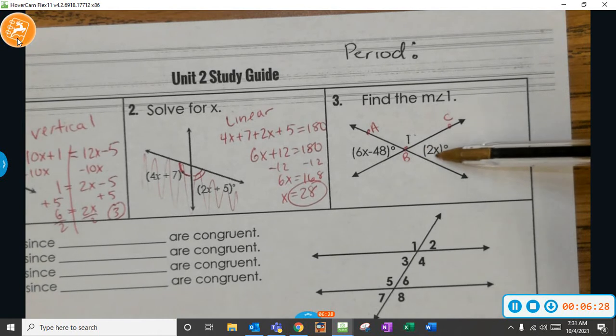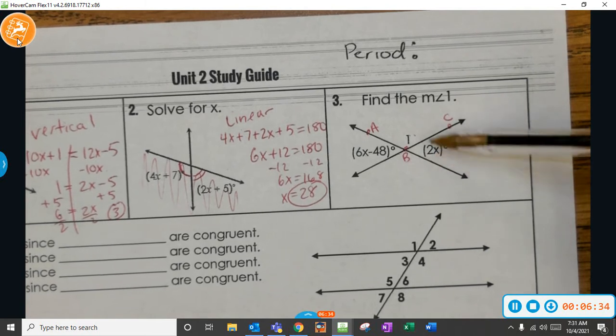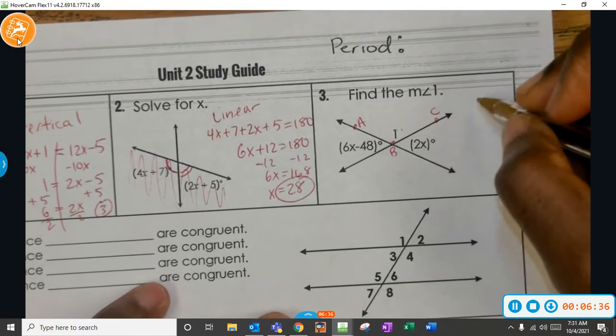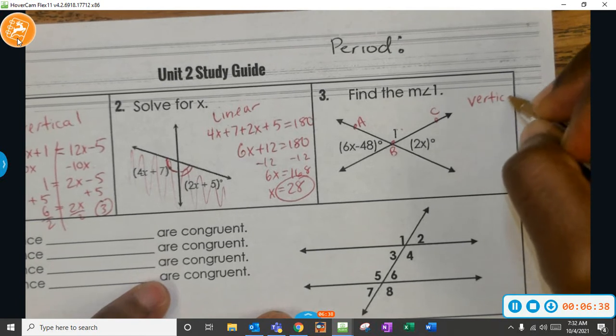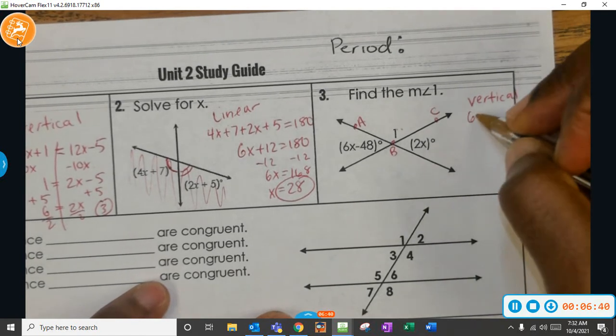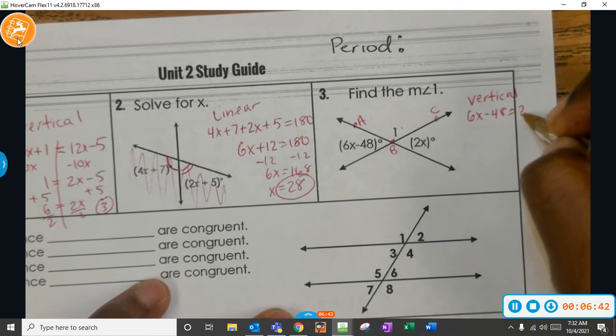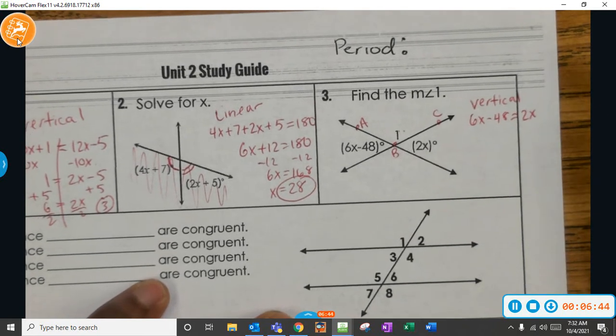So x isn't the angle measure. X is the number that, if you plug it in and multiply it by 2, gives you the angle measure. But you need to figure out the angle measure of this angle so that you can get angle 1. So first of all, to find x, the two things that have x in them are vertical, so we would do exactly like we did on number 1 and solve for x.